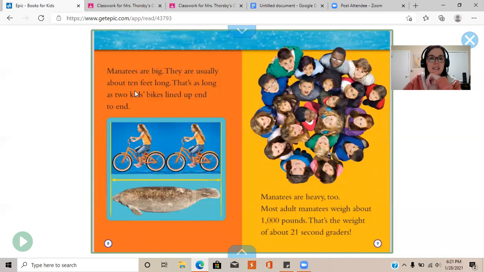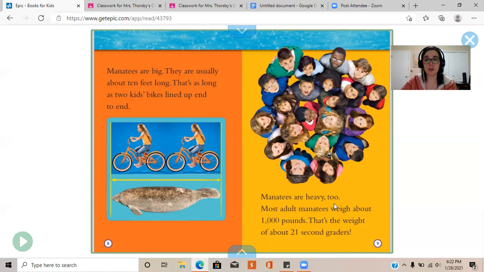Okay. Manatees are big. They are usually about 10 feet long. That sounds like a fact, right? That's a number fact. "That's as long as two kids' bikes lined up end to end." So what the author did here, boys and girls, is use a comparison. See how these bikes are lined end to end? It's the same size as a manatee. So the author wants you to see, you might have never seen a manatee, but I bet you know what two bikes lined up end to end is like. That's called a comparison, when we compare two different things like this.